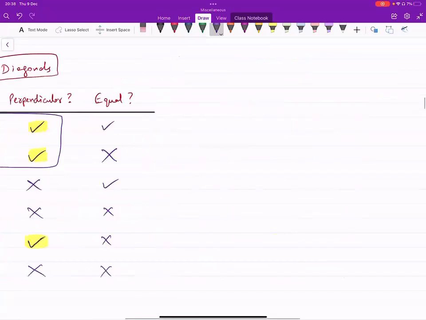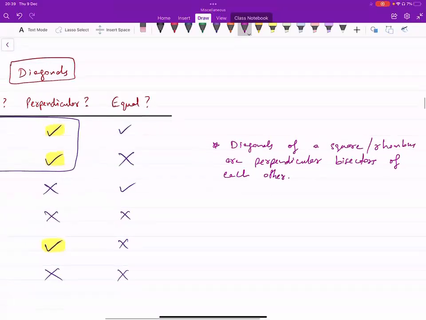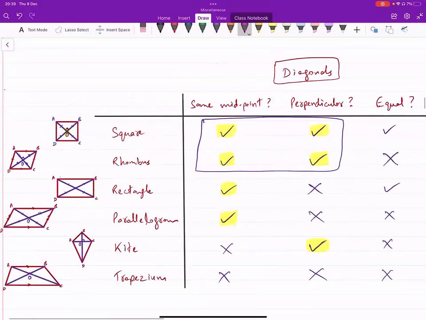You can also say, and this helps a lot of times, diagonals of a square and also of a rhombus, they are perpendicular bisectors of each other. Okay, diagonals of a square and a rhombus are perpendicular bisectors of each other because unka midpoint bhi same hota hai and they are also perpendicular to each other, right?